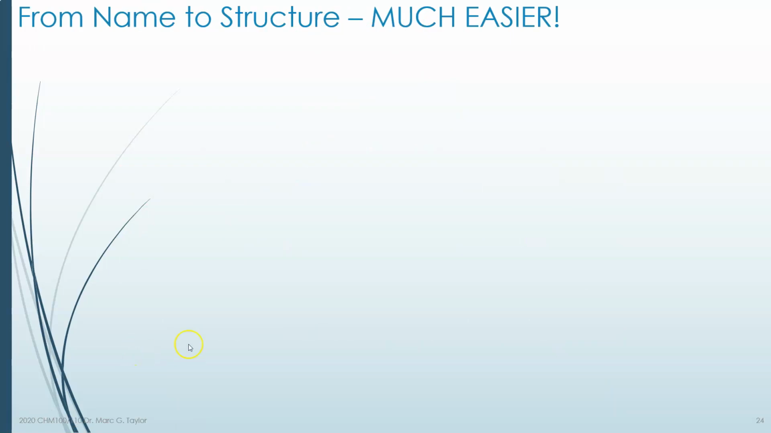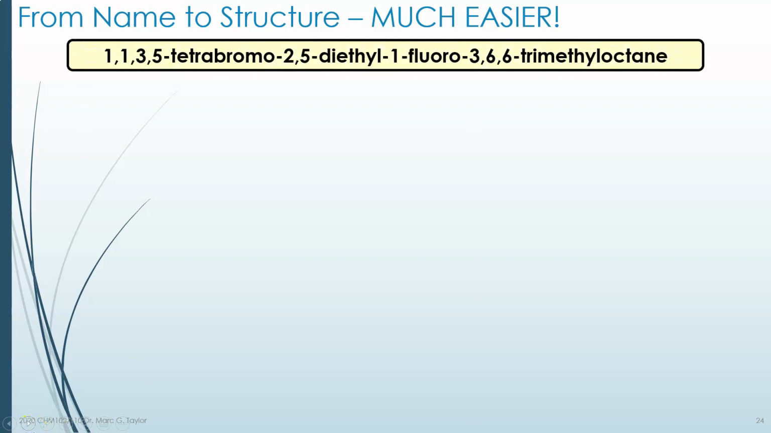So now that you know how to name substituted alkanes based on the formula, let's go the other way around. And the other way around is much easier. So if we start with a name and we try to create a formula for a branched, possibly halo alkane, you'll see it works so much easier and it's much quicker. So let's start with one that looks really complicated, but I'll show you it's actually very simple. 1,1,3,5-tetrabromo-2,5-diethyl-1-fluoro-3,6,6-trimethyloctane.